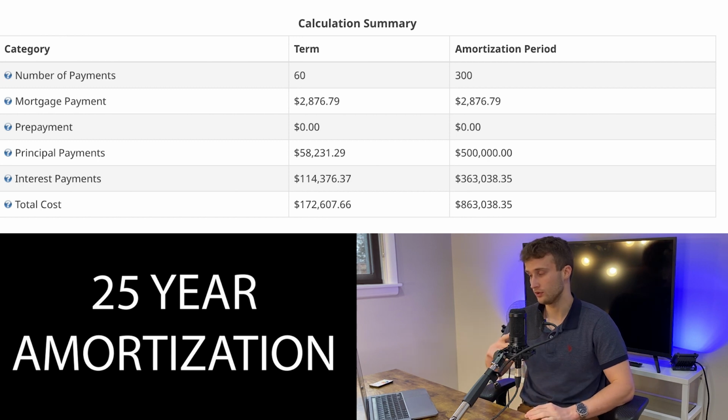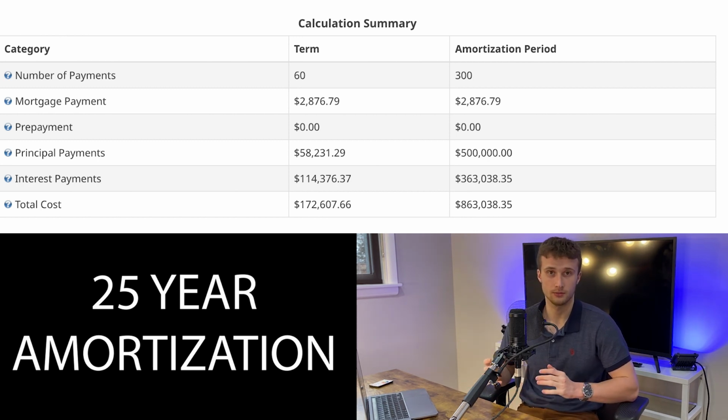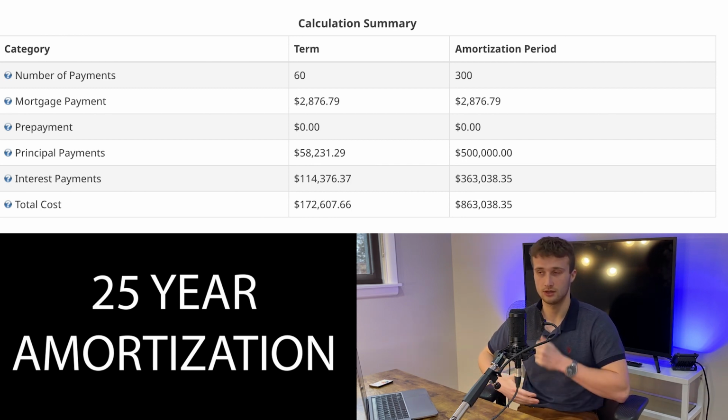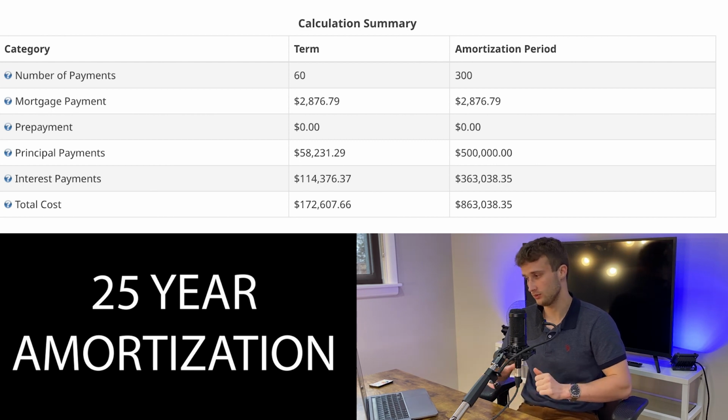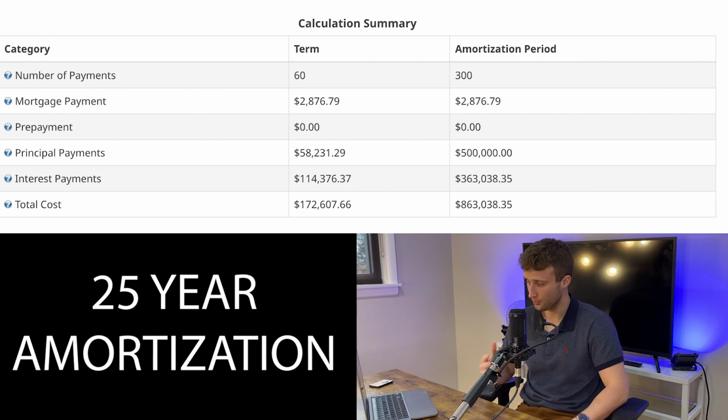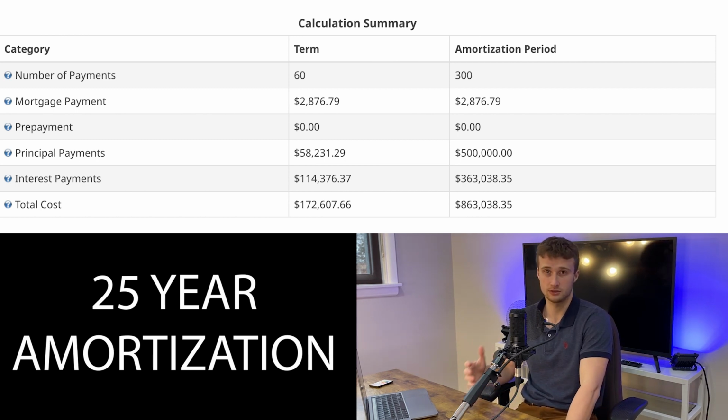Now, over the full amortization period, the 25 years, assuming for simplicity you have the same rate and same conditions throughout the full 25 years. Normally, you have to renew after your term ends, so your rate and conditions would change. But just in this video, we're using the same mortgage information for the amortization, and your principal payments will obviously be $500,000 because that's the mortgage balance.